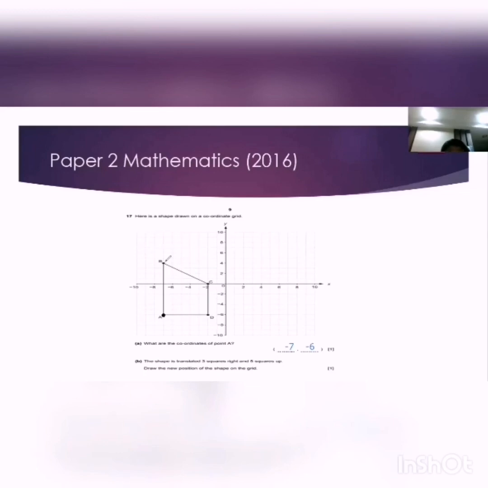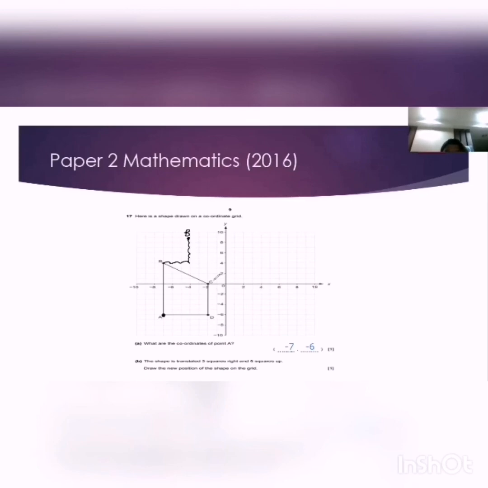So what is the instruction here? The shape is translated 3 squares right and 5 squares up. So let's follow the instruction here. 3 squares right, which is 1, 2, 3, right? I have moved 3 squares right and 5 squares up: 1, 2, 3, 4, 5. So my point B will be here. I'm just going to write it here. Point B is here.